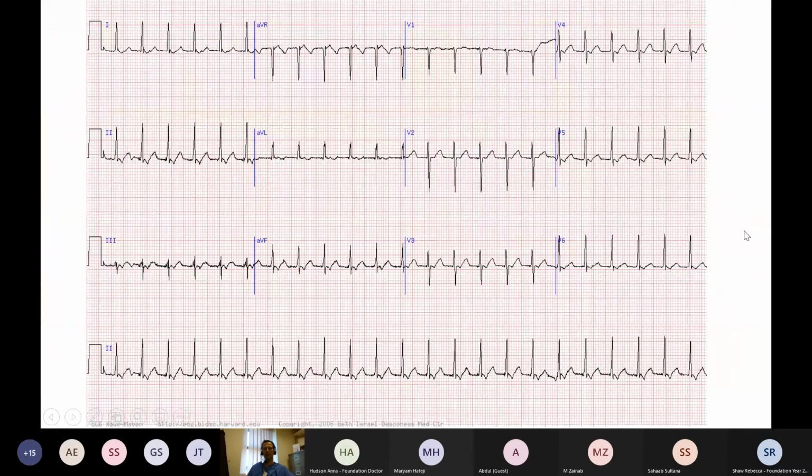What about this ECG? Now, I think I showed this one last week, so I'm sure everybody was listening.